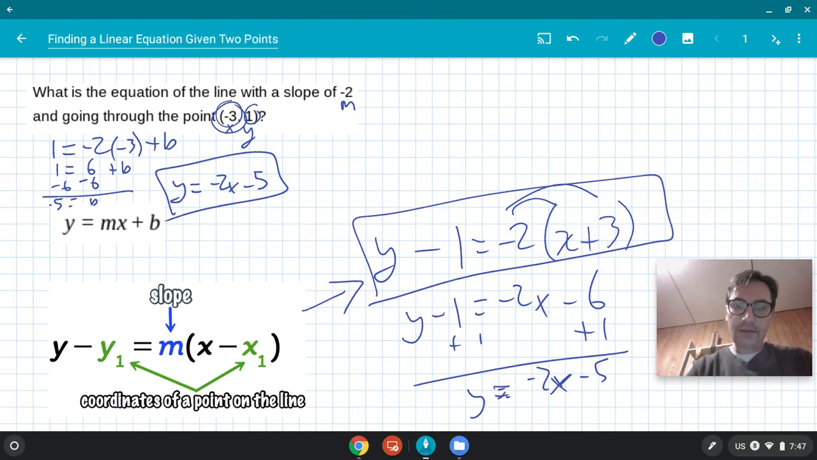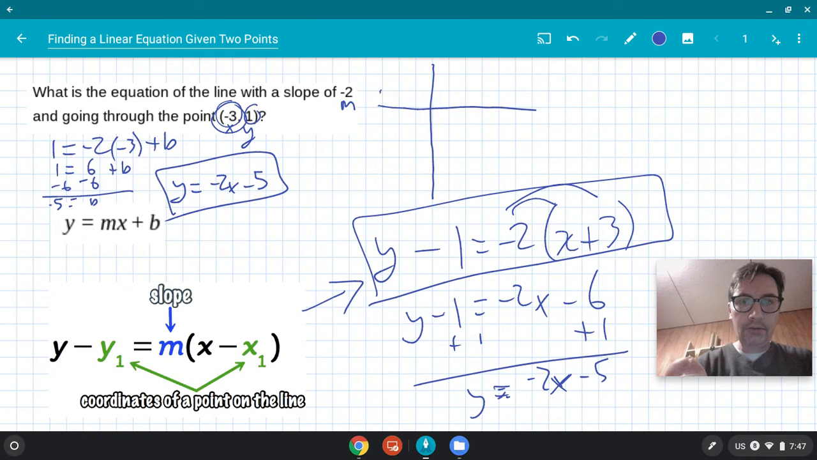Now the question is, what if we didn't have the slope? What if we have just 1 point, right? So if you look at it, this goes through -3, 1, and has a slope of -2. So it looks like this, right? Y-intercept of -5, slope of -2.